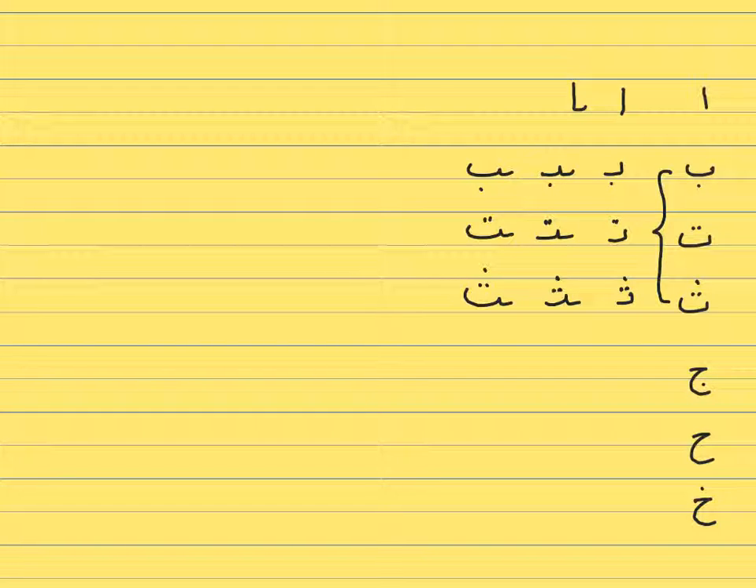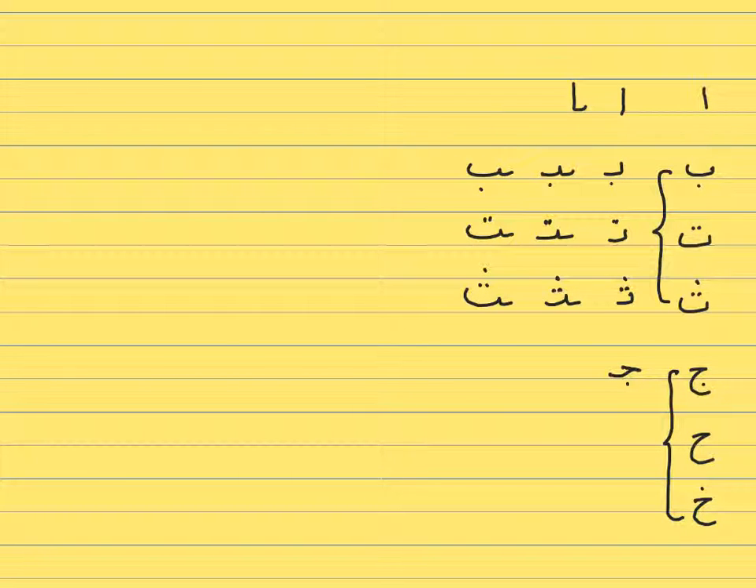Next we go to jim, ha, and kha. These three letters share the same rule. For jim, if the first letter in the word is jim, you just draw this part of the jim, and then you join to the next letter. That is your jim.